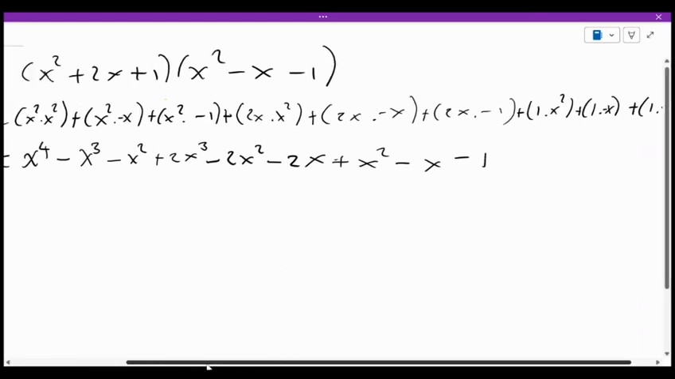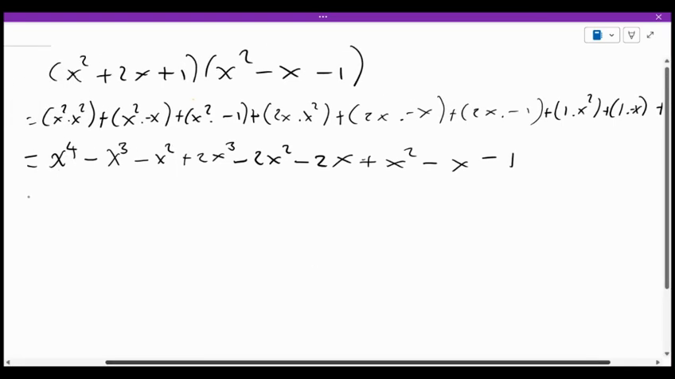After simplifying, we still need to simplify further. What do we look at? We look at like terms. How do we differentiate like terms? We look at the variables. This is x to the power of 4, this is x cubed, this is x squared, another x cubed, another x squared. This is just an x.